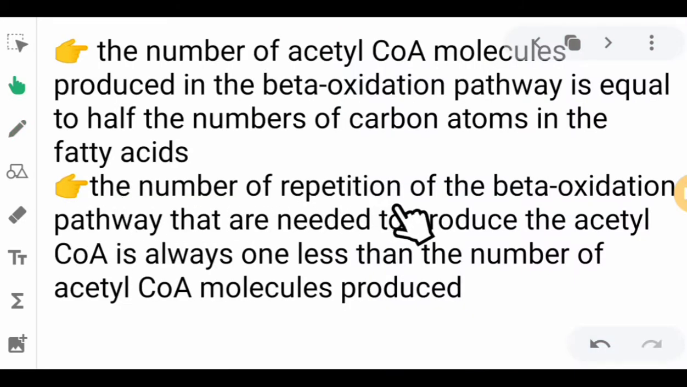The number of repetitions of the beta oxidation pathway that are needed to produce the acetyl-CoA is always one less than the number of acetyl-CoA molecules produced. And how will you know how many acetyl-CoA molecules will be produced? The number of acetyl-CoA molecules produced in the beta oxidation pathway is equal to half the number of carbon atoms in the fatty acid.